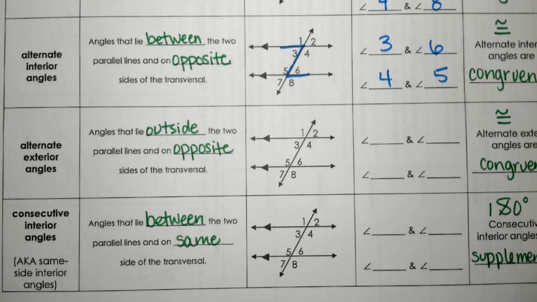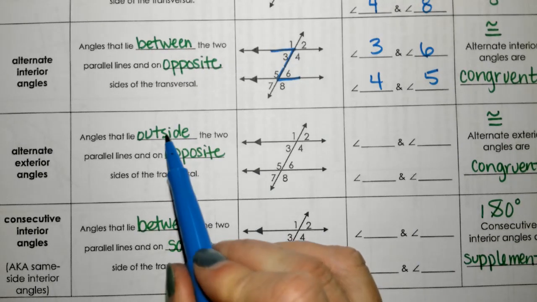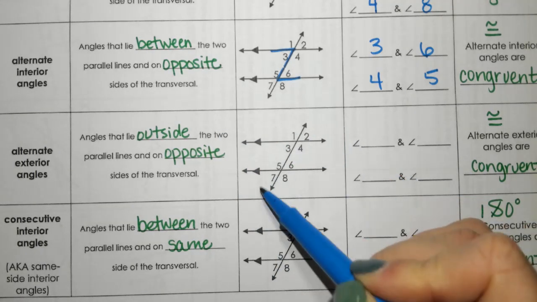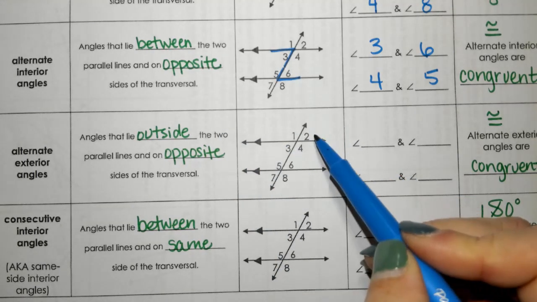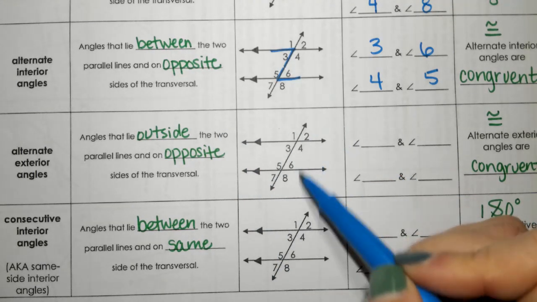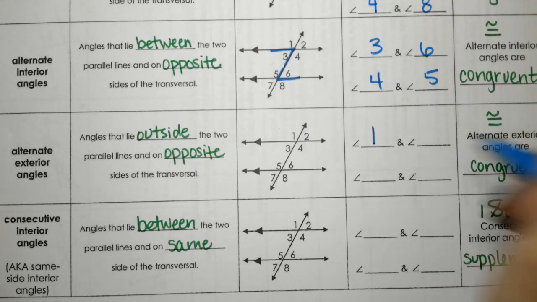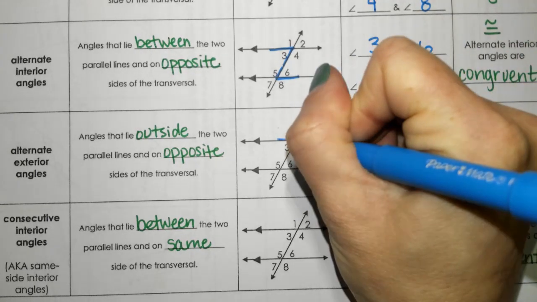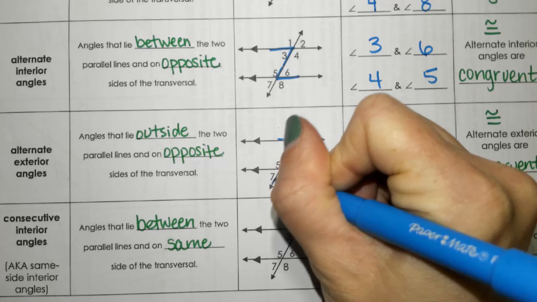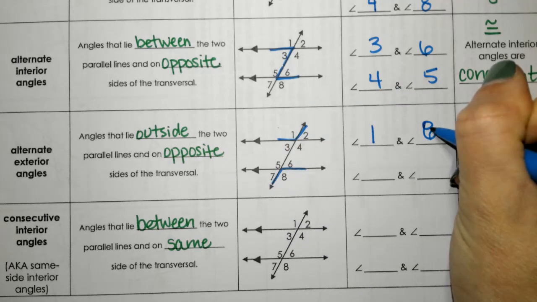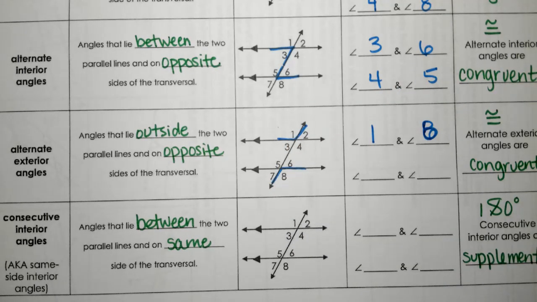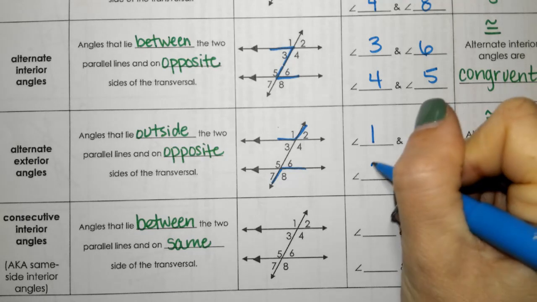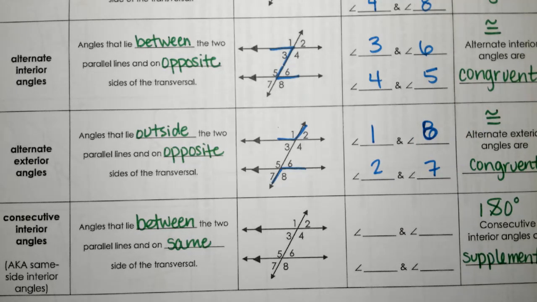Alright, alternate exterior angles. These are on the outside of the parallel lines, so outside, down here and up here, and on opposite sides of the transversal. So angle 1 and angle 8 is one example. And then angle 2 and angle 7 would be your other example of alternate exteriors.